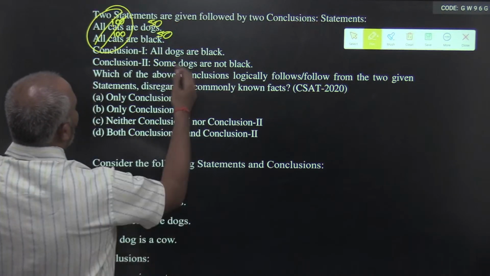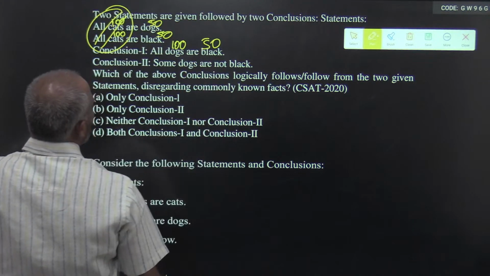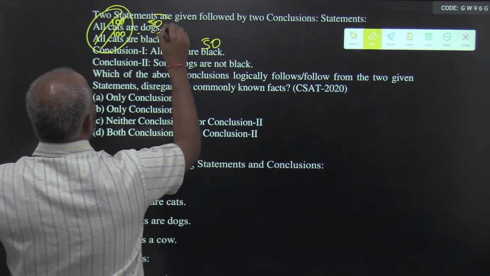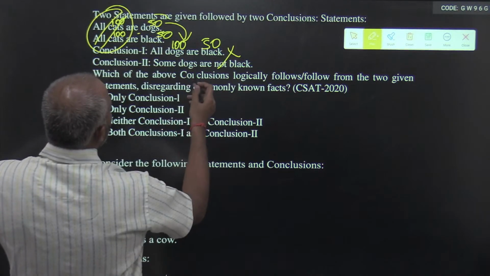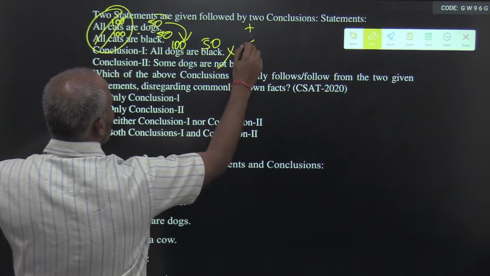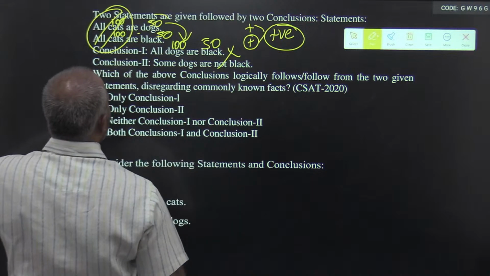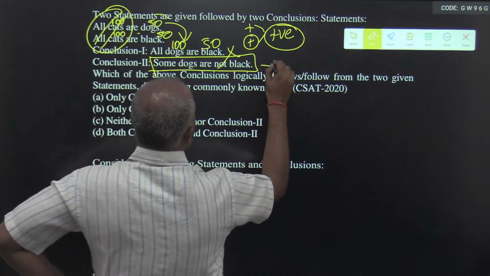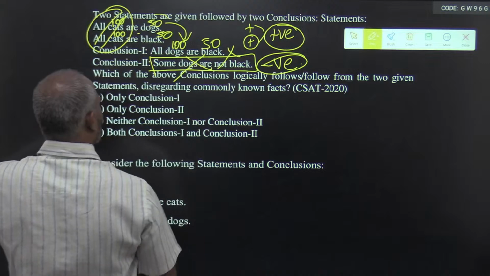So all dogs are black, so the value of dog is 100. In the conclusion, black is, since this is a positive statement, 50. Can 50 become 100? No. So 1 is wrong. Next, some dogs are not black. What are these two statements? A positive statement and a positive statement. So the conclusion also has to be positive. But what is this conclusion? This is a negative conclusion, so wrong.